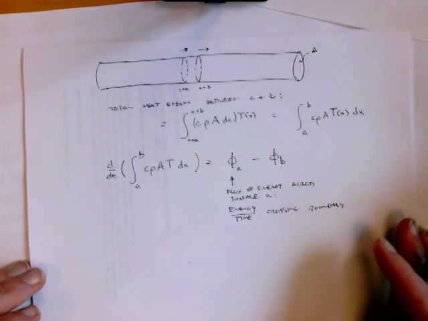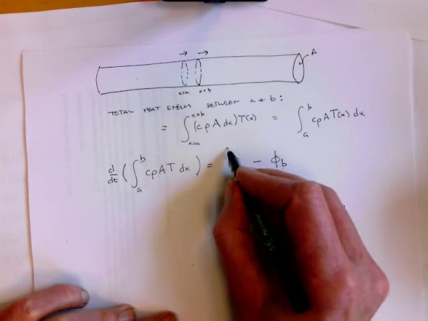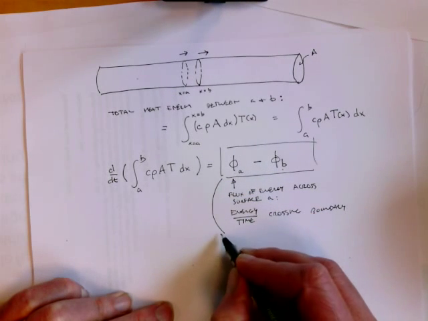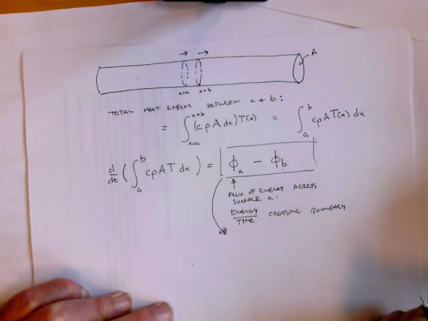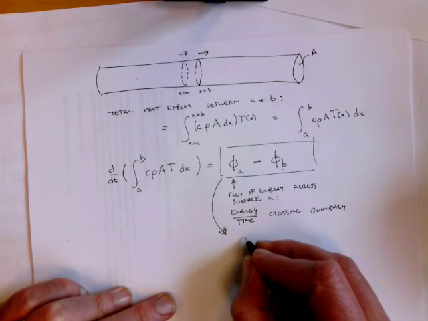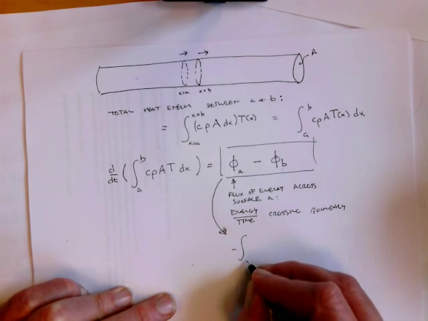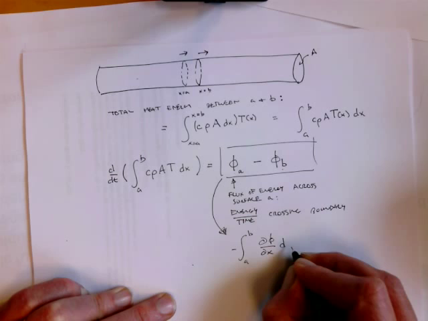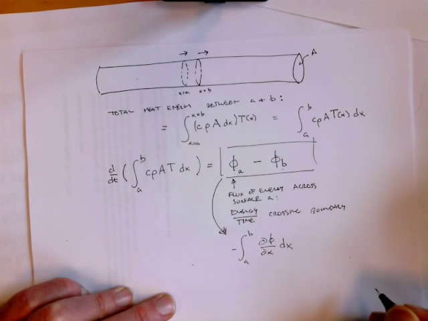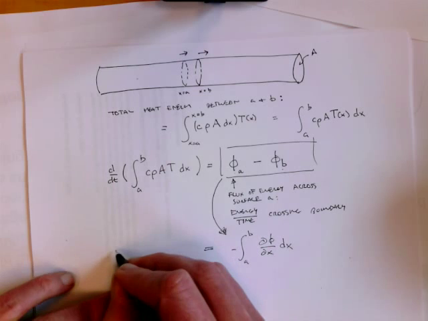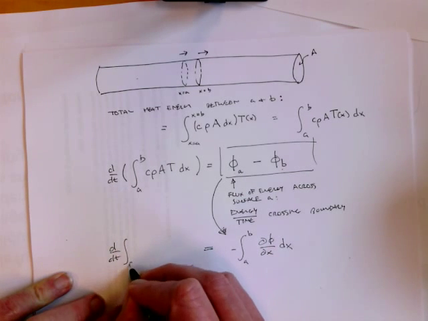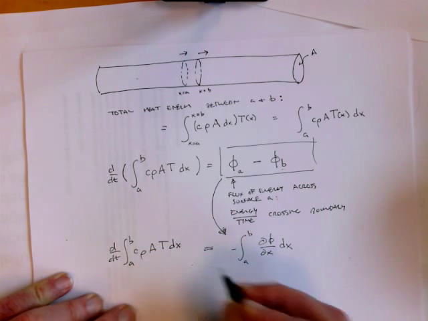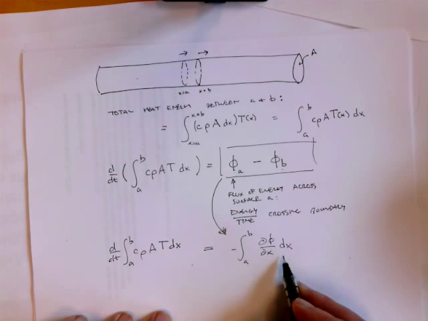Okay, so now I'm going to apply the fundamental theorem of calculus and look at this. If I think about that, the difference in the flux that's coming in on the left compared to the flux coming in on the right is simply the negative integral from a to b of the derivative with respect to position of the flux, right? That's just the fundamental theorem of calculus. So I've now got this expression: d by dt of the integral from a to b of c times rho times a times t dx is equal to this thing.